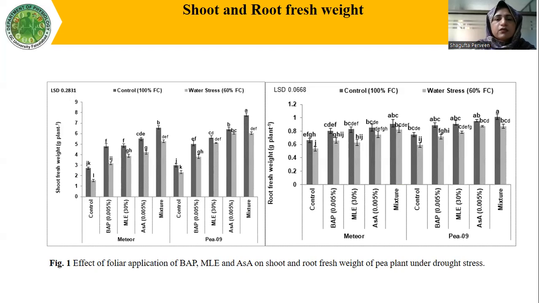The mixture, meaning the combination of BAP, MLE, and ascorbic acid, was more effective in increasing the shoot fresh weight and the root fresh weight in both pea cultivars.